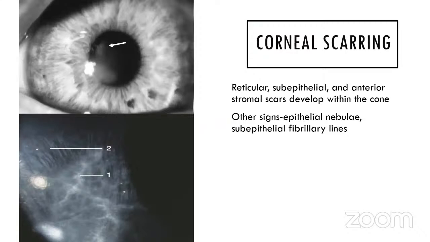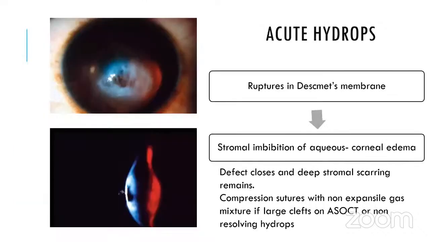Corneal scarring: reticular, subepithelial, and anterior stromal scars develop within the cone. Other signs are epithelial nebulae and subepithelial fibrillary lines. Then acute hydrops, where there is rupture of Descemet's membrane. Stromal imbibition of aqueous causes corneal edema. The defect closes and the deep stromal scarring remains.